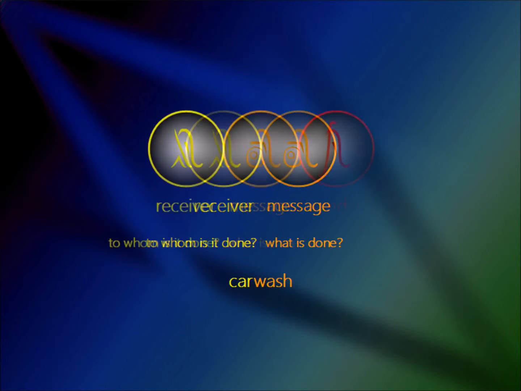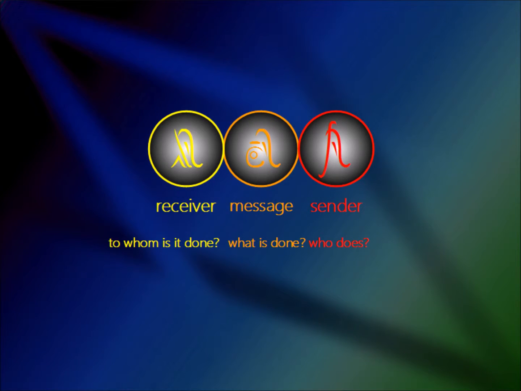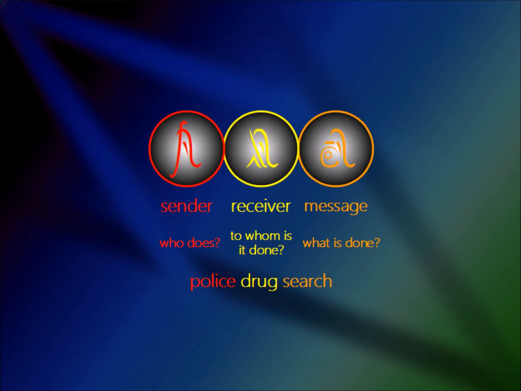In a number of examples, we can even incorporate the 3 functions of subject, verb, and direct object. A water purifier, for example, is an object that purifies water. A lawnmower is a tool that mows lawn. We can also put examples here like police drug search. The police performs an action, which is a search, and the search is aimed at drugs.